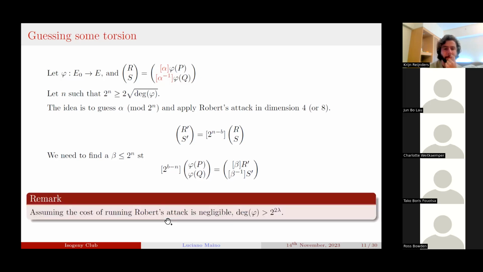Assuming that the cost of running Robert's attack is negligible, the degree of phi should be larger than 2 to the 2 lambda, and that's the reason why we have that condition in the previous slides. Actually, if one takes into account that computing 4-dimensional isogenies has a certain cost, you can argue that you need maybe shorter isogenies phi, but I think that the field is not mature enough to make such assumptions and to try to have shorter parameters. So for the moment, it's better to be conservative. So this is one approach.